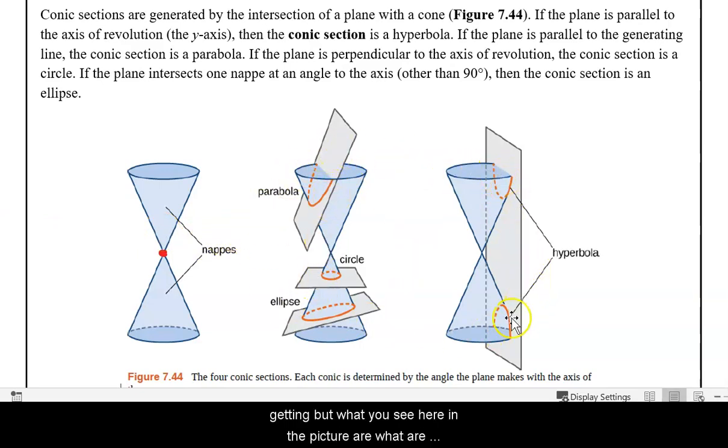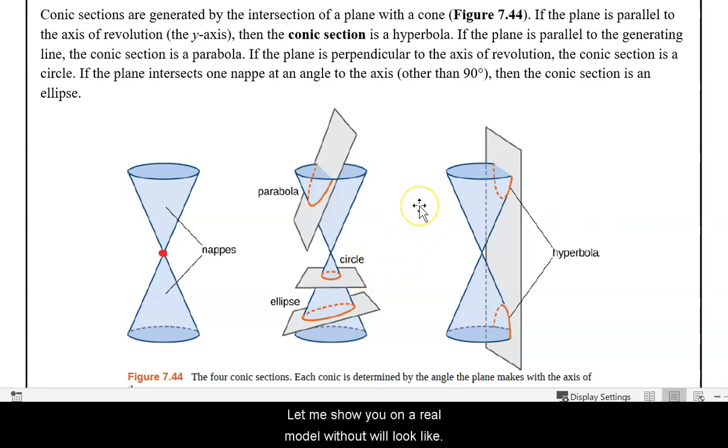But what you see here in the picture are what are called conic sections. Again, the word section comes from the fact that we are cutting the cone in different ways. Let's start with the circle. The circle is cut parallel to the base, which is, of course, itself a circle. When you cut parallel to the base, all of your cross sections will be circles.